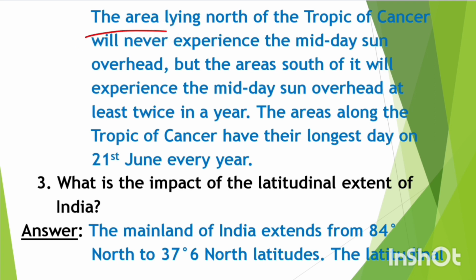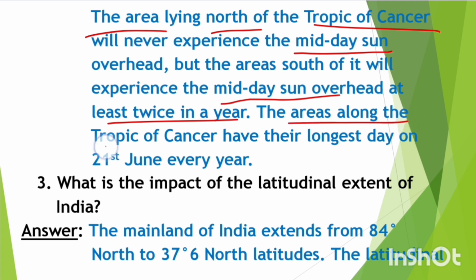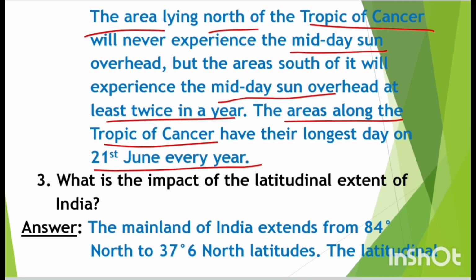The area lying north of the Tropic of Cancer will never experience the midday sun overhead, but the area south of it will experience the midday sun overhead at least twice in a year. The areas along the Tropic of Cancer have their longest day on 21st June every year. So next question, question number 3. What is the impact of the latitudinal extent of India?